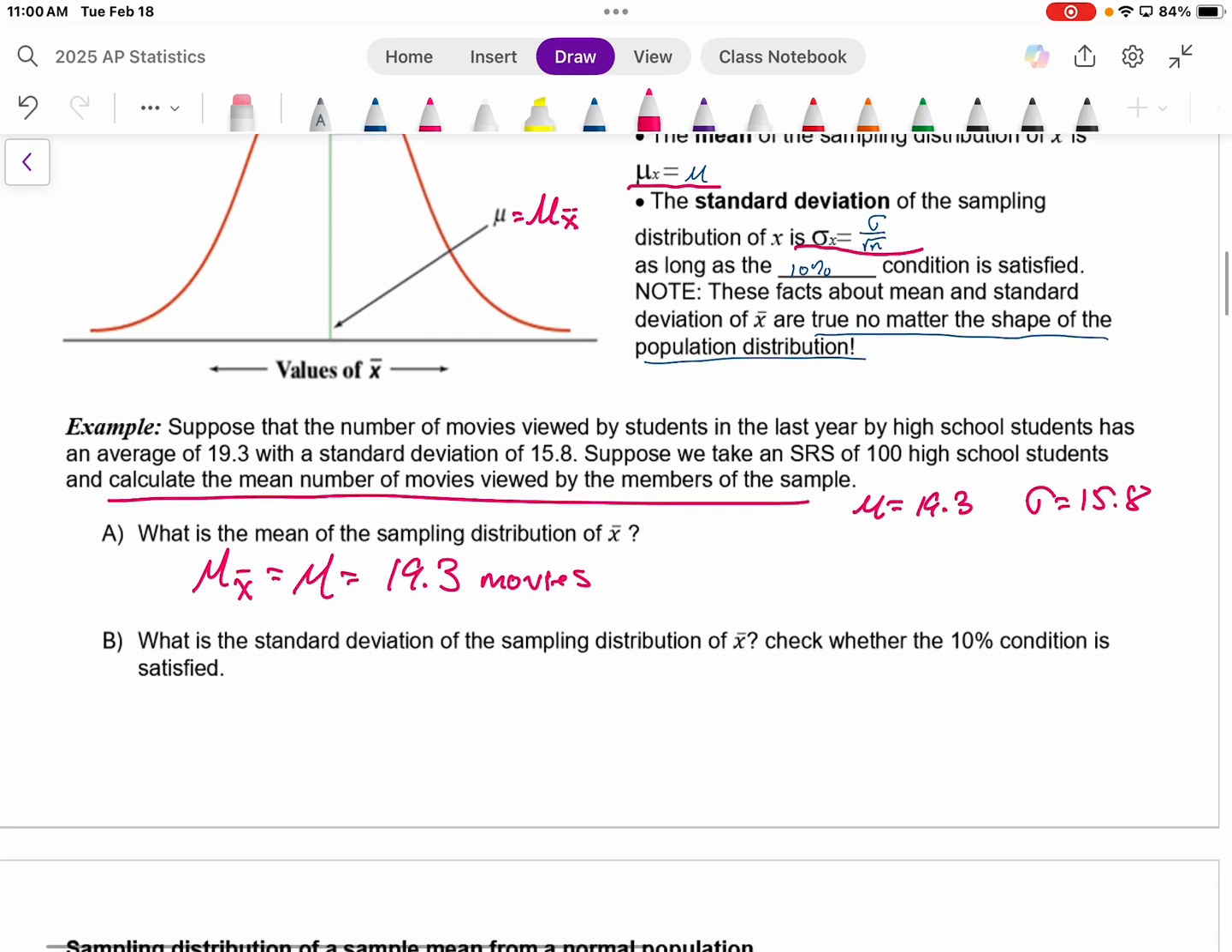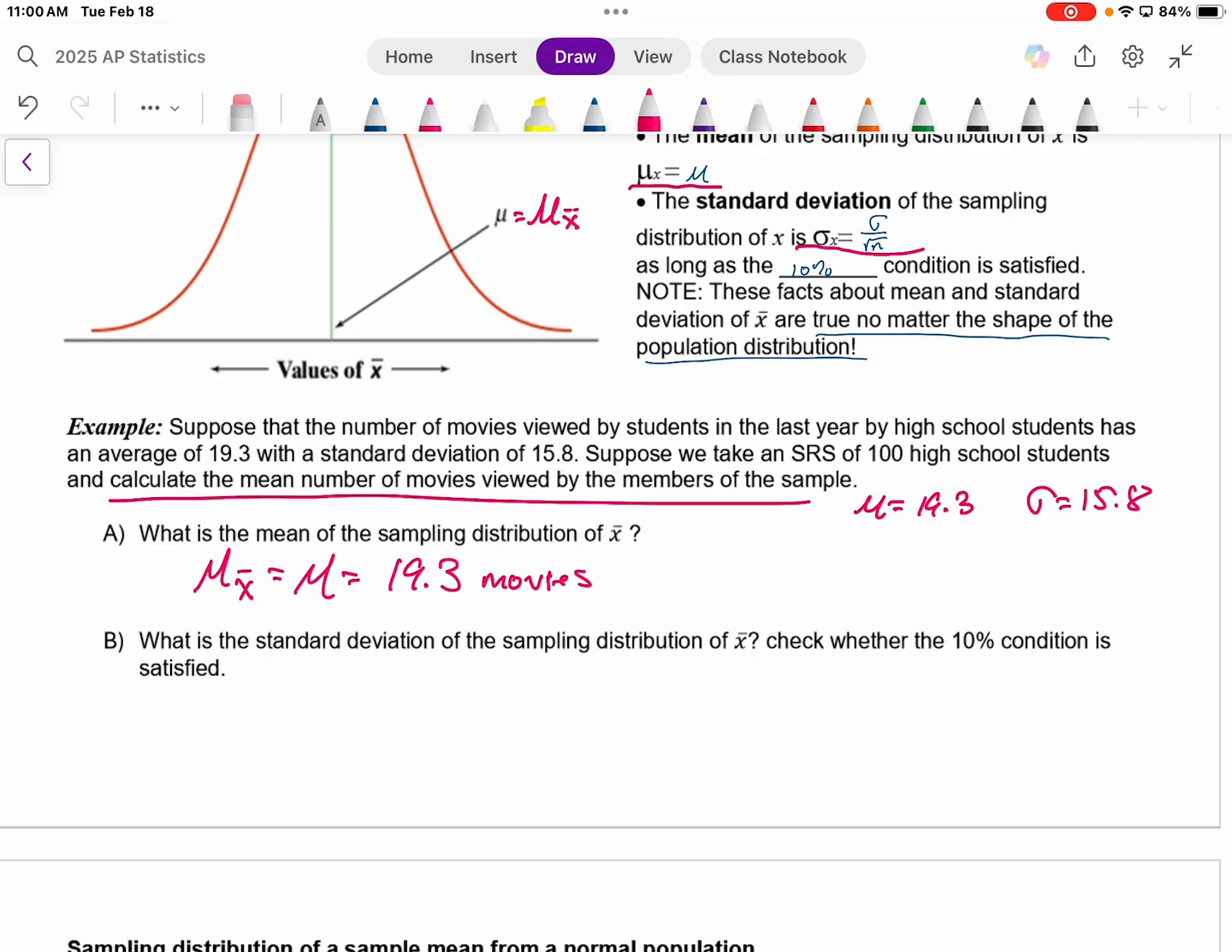All right, what is the standard deviation of X bar? Check to see if the 10% condition is met. With that in mind, n was equal to 100. 10 times 100 is 1,000. Reasonable to assume more than 1,000 high school students.